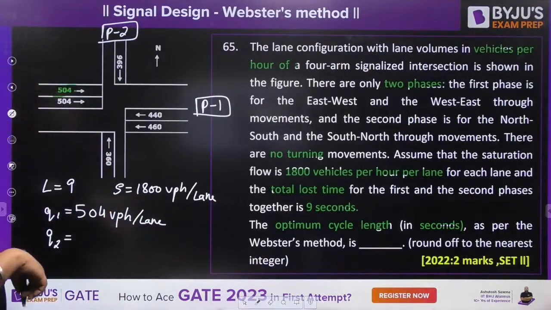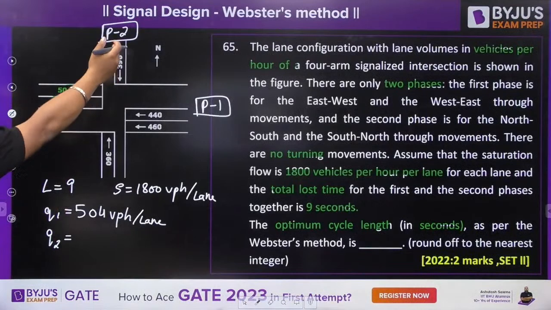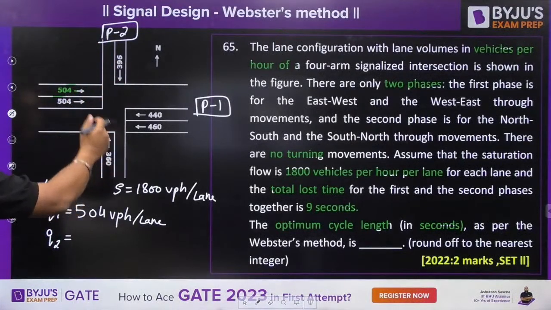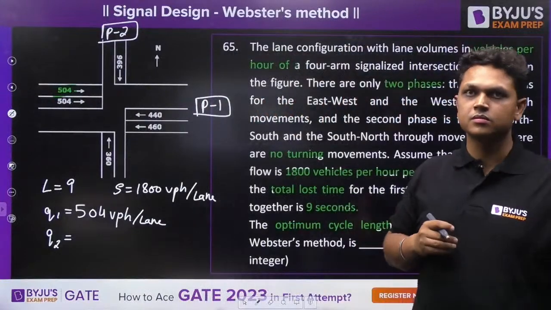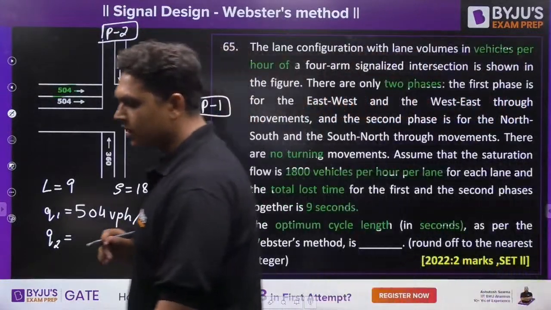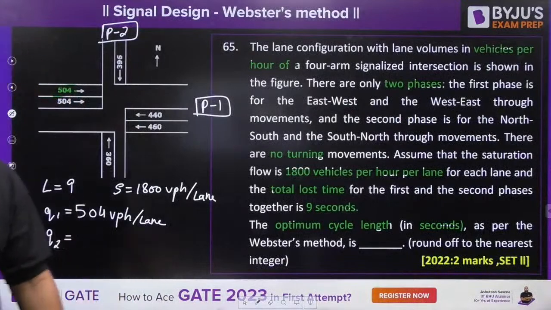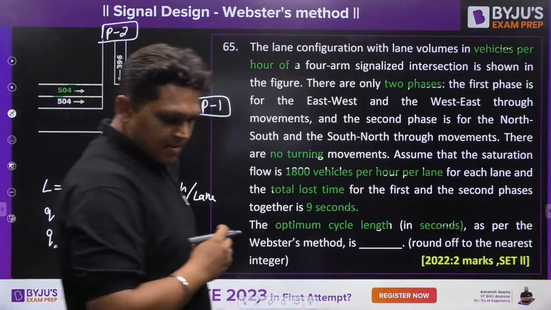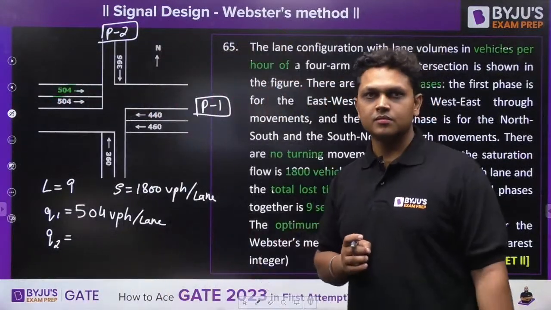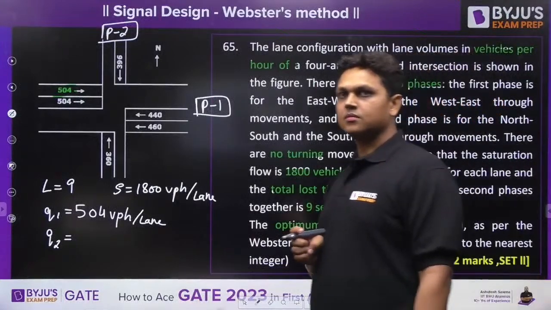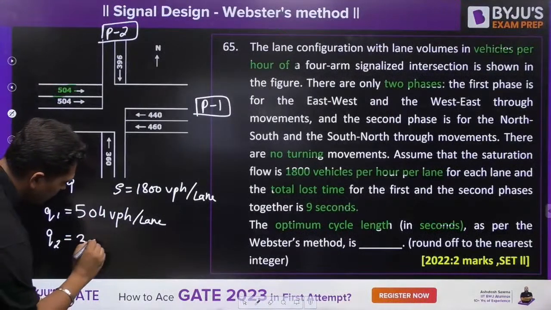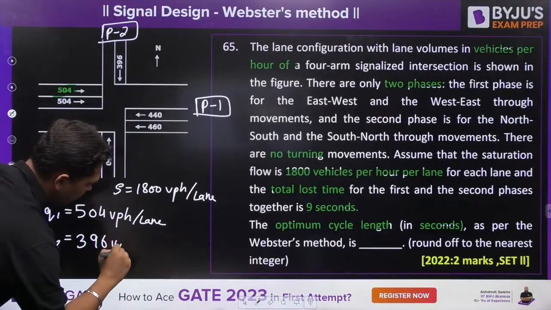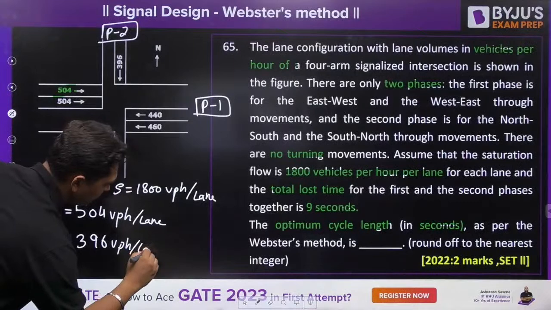Similarly, tell me Q2. 396 and 360. Which of the two values you are going to take as Q2? 396, very good. 396 vehicles per hour per lane.